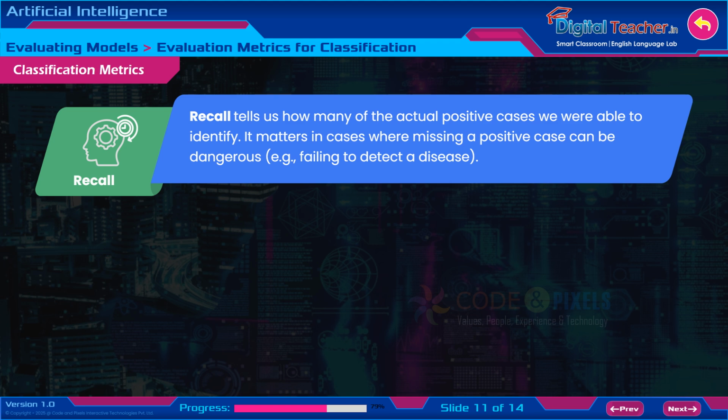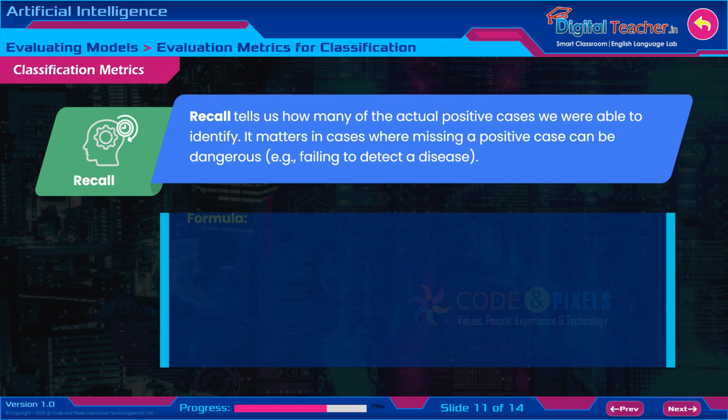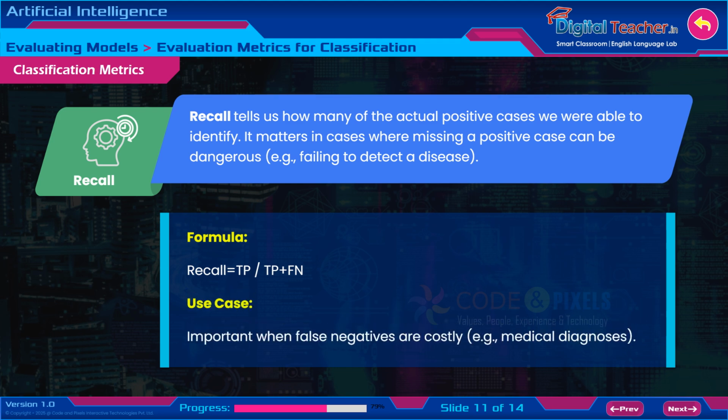Recall tells us how many of the actual positive cases we were able to identify. It matters in cases where missing a positive case can be dangerous. Formula: recall is equal to true positive over true positive plus false negative. Use case: important when false negatives are costly.